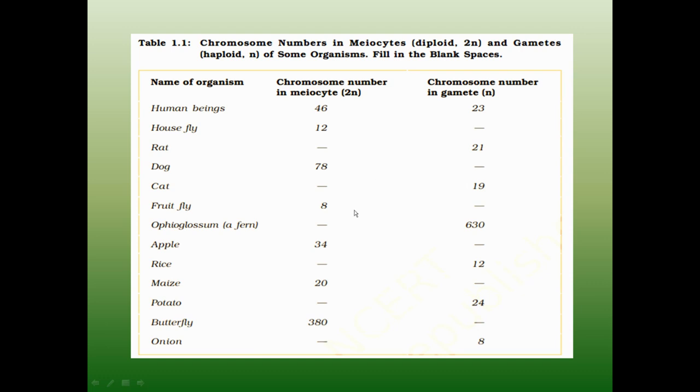Similarly, you can calculate the rest of the gaps by simply dividing or multiplying by 2, as the case may be. If the case is of meiocyte, you have to multiply by 2, and if the case is of gamete, you have to divide the number by 2.